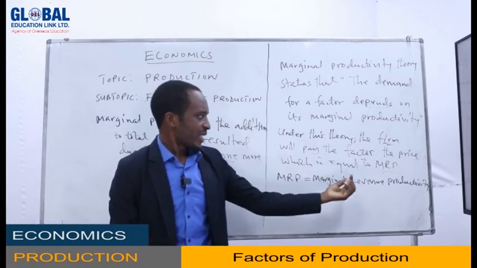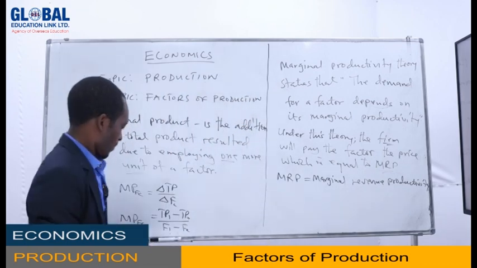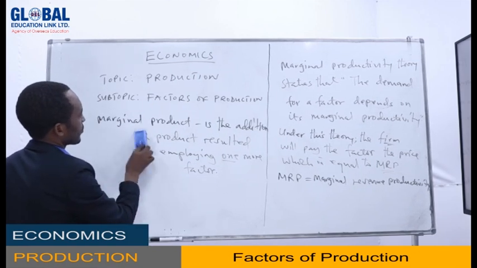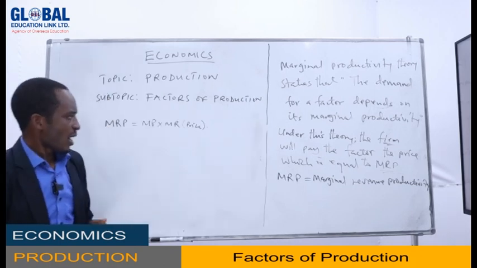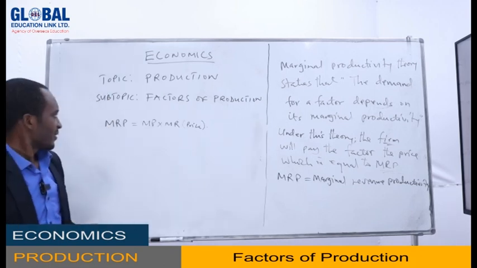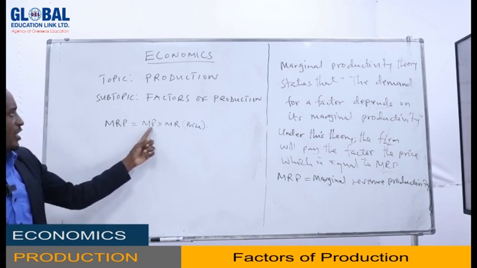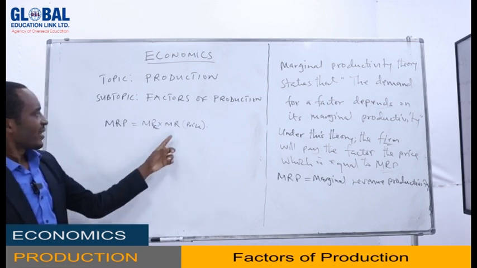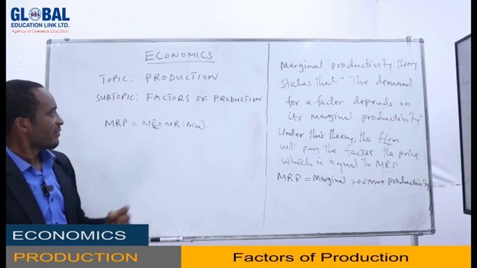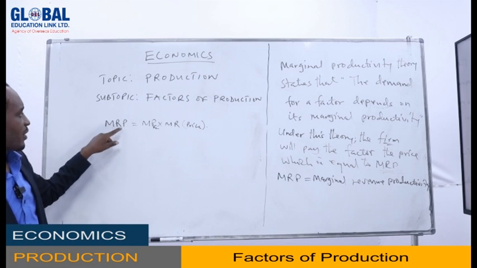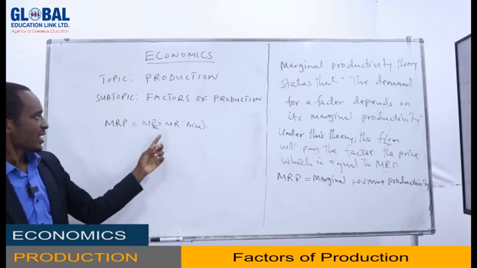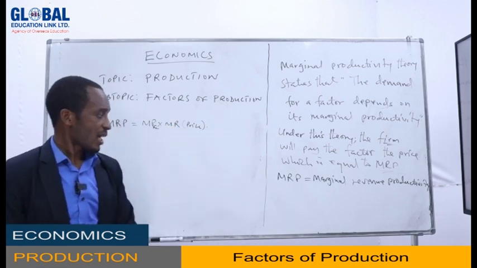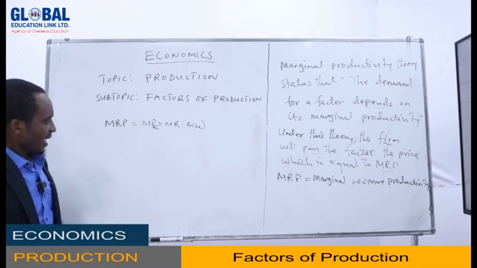Now how can we get this marginal revenue productivity? The marginal revenue productivity will be equal to the marginal product of a factor times the price, or times the marginal revenue. So to find the marginal revenue productivity, you take the marginal product of a factor times the marginal revenue, or times the price of a particular product. Let us consider the following table.